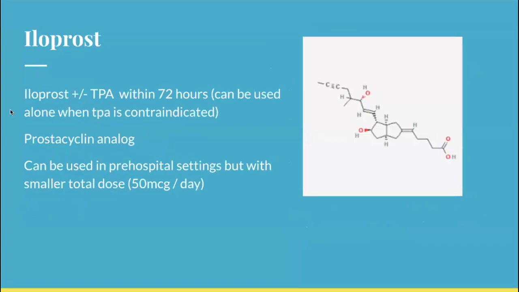Another medication that can be used with TPA, or if you're out of the TPA window but within 72 hours, or if TPA is just contraindicated, it can be used alone, is iloprost. It's an IV drug. It's a potent vasodilator, a prostacyclin analog. It's actually a pulmonary hypertension drug, but it can be used IV for severe frostbite, and it's FDA approved for severe frostbite in the US. And it can even be used in pre-hospital settings, but with a much smaller dose.